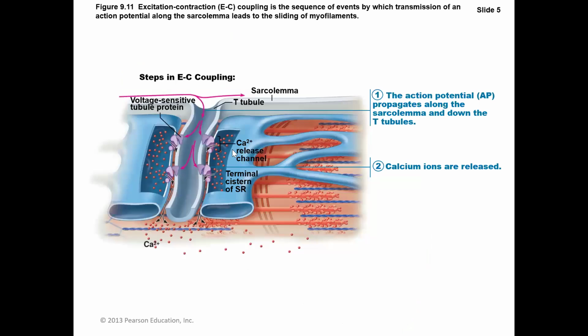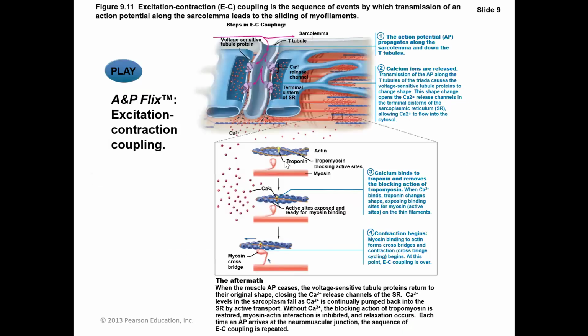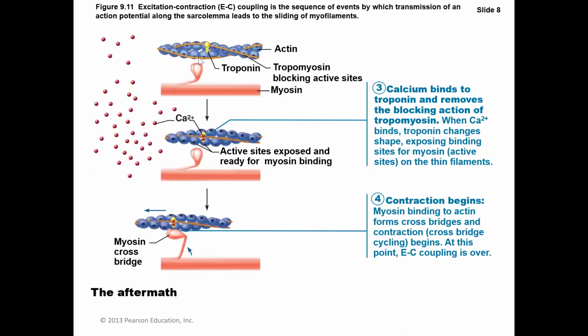Once the calcium is released from the sarcoplasmic reticulum, and it's actually released in an area called the terminal cisterna, remember, you have two terminal cisternas of the sarcoplasmic reticulum. Okay, so calcium's released, and we need the calcium in order to expose the binding sites on the actin.